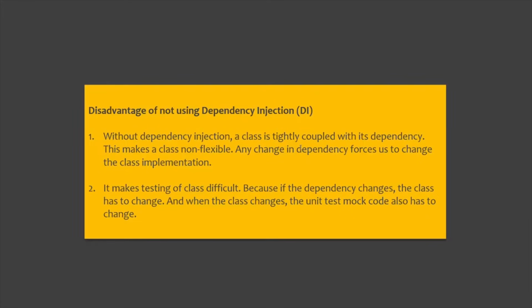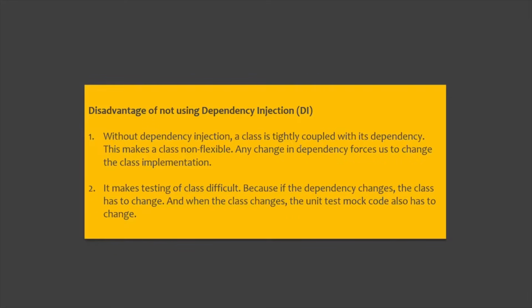Another disadvantage is that it makes the testing of the class difficult. Because if the dependency changes, the class has to change. And when the class changes, the unit test, the mock code which we write for unit testing, also has to change. And to overcome these problems, we can use dependency injection.